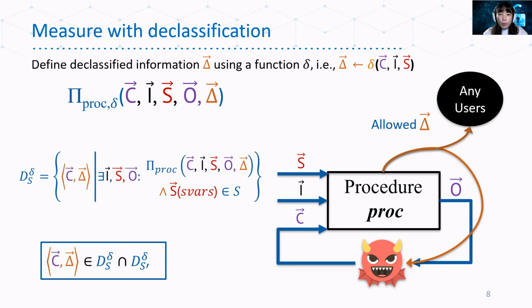And then if we want to rule out the information linkage from the delta, we can add a constraint saying the attacker-controlled and the declassified information should belong to the intersection of D sub S and D sub S prime, which indicates that this declassified information should be available to both secret set S and secret set S prime.